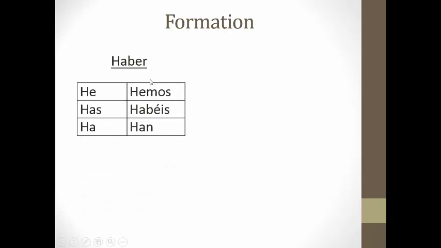Your present tense conjugation of haber is going to be he, has, ha, hemos, habéis, han. You don't need to worry about the vosotros. Write it down if you would like, but it will not be on the test or quiz.